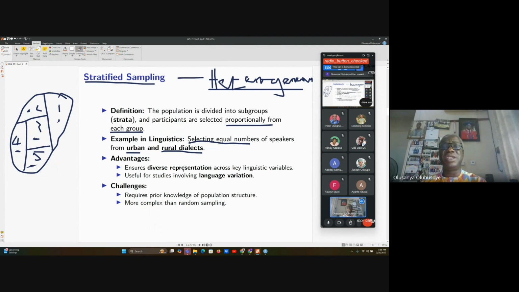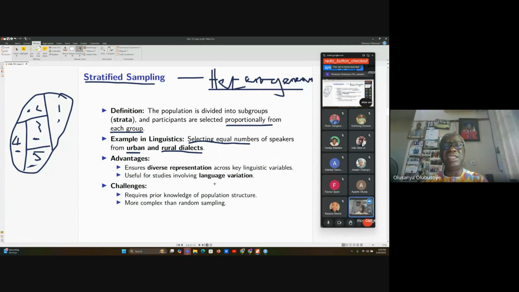One quick benefit is the fact that it ensures diverse representation. So the groups in the population are represented, and they are useful for studies involving, particularly, when you are investigating language variation.